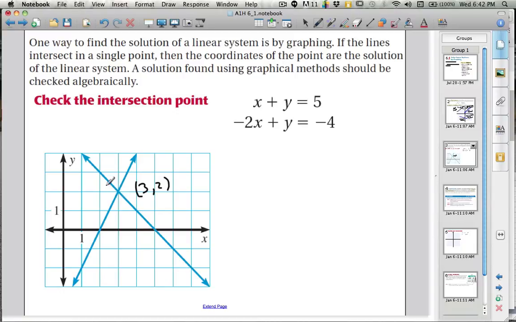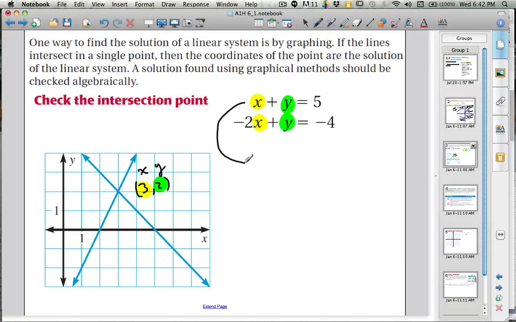Okay, and once I've graphed them and thought, oh, well, maybe they fit there, I think this is the solution, because sometimes it looks a little crazy or not exact. If I want to check the point, I plug the x and the y into my equations in place of x and y. And if I get true statements, then it is indeed a solution.